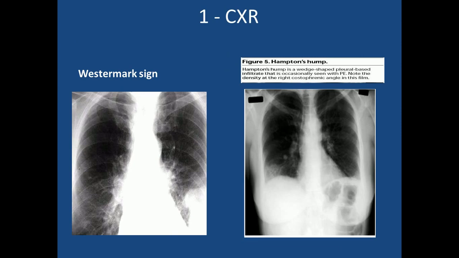The Westermarck sign is an oligemia of the lung field, with an abrupt termination or pruning of the major pulmonary artery, as we can probably see in the right upper zone of this chest X-ray. The other sign is Hampton's hump, which is a pleural-based wedge-shaped opacity indicating peripherally located emboli, as we can see here in this chest X-ray in the right lower zone.